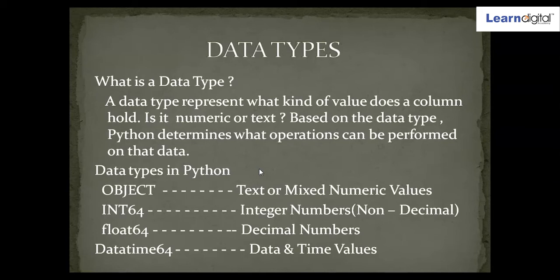Object means text or mixed values. It is something like the name of a person, a place, or a place and a number combined. That comes under the object data type. Integer columns have non-decimal numbers, and in float we get decimal numbers. And datetime is used if the columns contain any date or time values. That comes under the datetime64 data type.